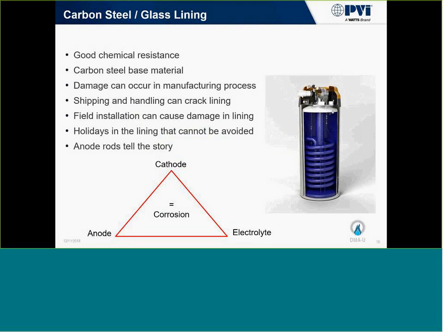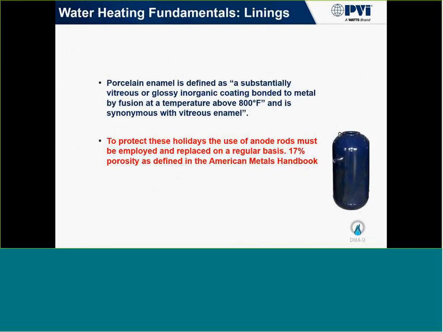Anytime you have an anode, a cathode, and an electrolyte, you're going to get corrosion. Traditionally, the carbon steel tank is going to sacrifice itself in that triangle. It's going to give up all of its electrons in that system and basically erode. So in order to combat that, if manufacturers don't have a complete 100% lining of that tank or the metallic materials inside that tank, they use anode rods.